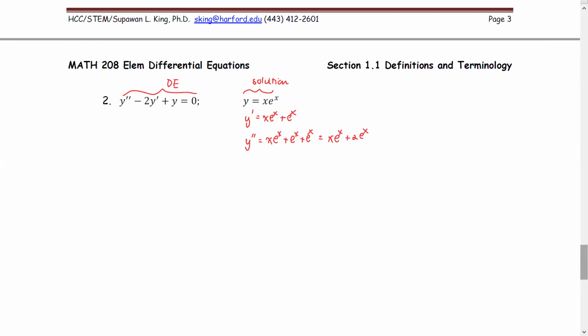And then verify the differential equation. The left-hand side, y double prime minus 2y prime plus y equals, we replace y double prime with x e to the x plus 2e to the x. Replace y prime with x e to the x plus e to the x. Replace y with x e to the x and then simplify.